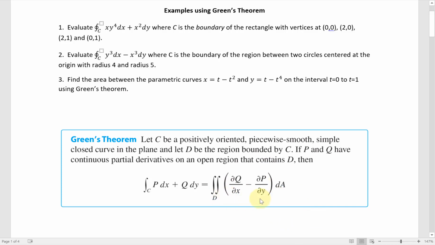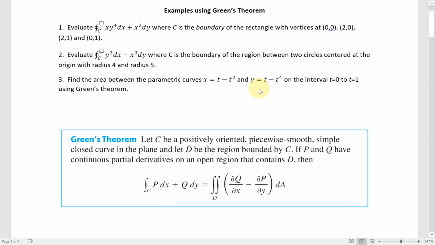If you start on the right hand side, set up a double integral, then you can convert it to a single line integral if that's easier. It depends on the way in which the question is stated and on the boundaries and the information that's given. It might actually be convenient to go in the reverse direction. Of course, we have to confirm that Green's theorem actually applies.